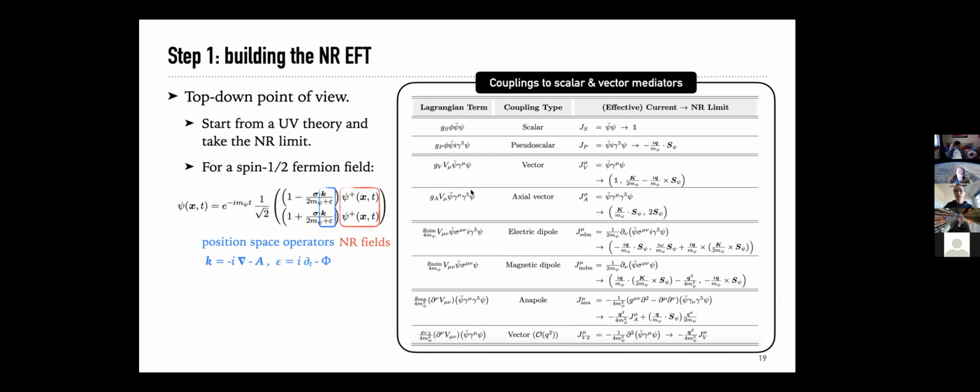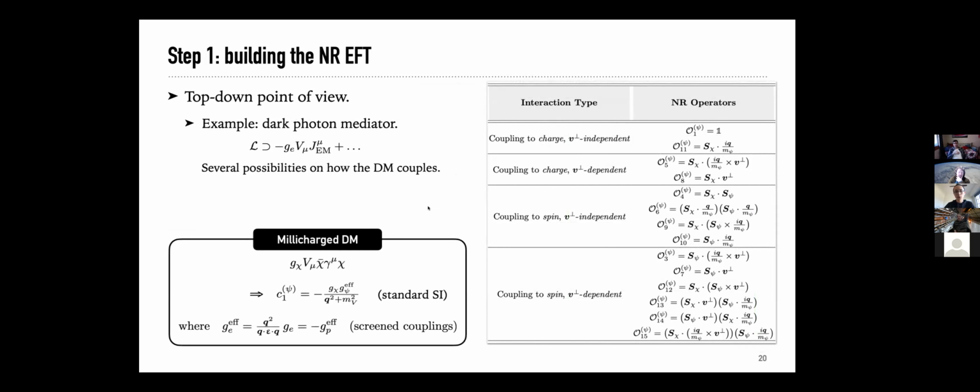So to give you a set of more concrete examples, let's consider a dark photon mediator. On the standard model side, it couples to the electromagnetic current via kinetic mixing. On the dark matter side, there are several possibilities. First of all, it can couple to the charge of the dark matter. Basically, the dark matter is charged under this mediator. And in this case, it's just the standard spin-independent interaction O1 that's generated. And I'm writing here the effective coupling, which takes into account screening in the dielectric medium.